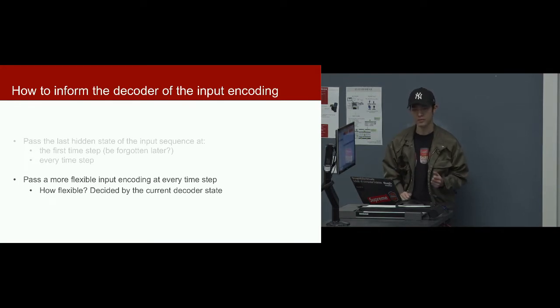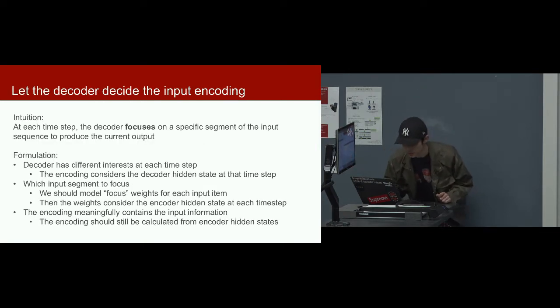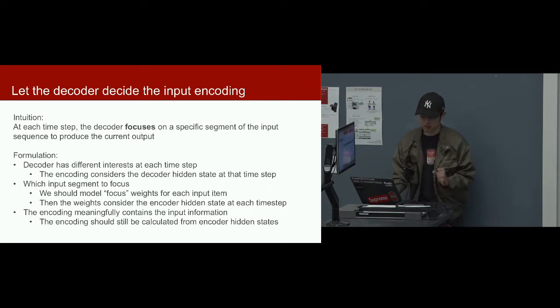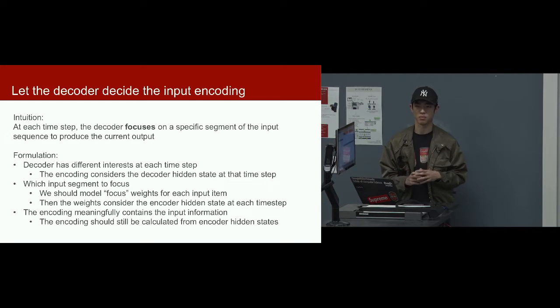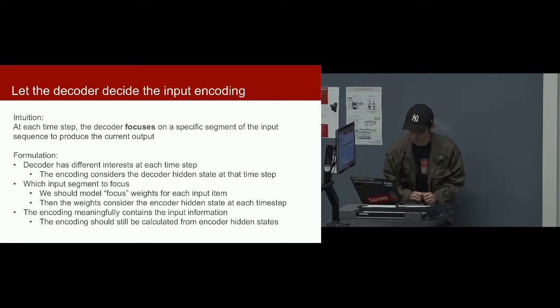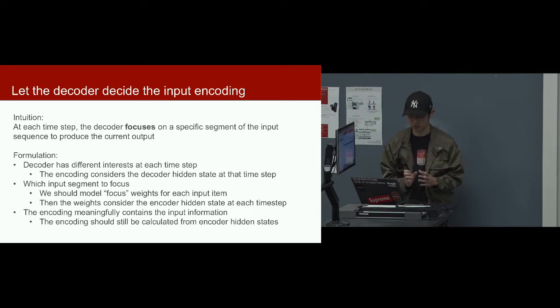So how about we just let the decoder decide what it wants to focus on, and let the decoder decide how to encode the input? Let's take this intuition and see how we should build such a model, or such a computational process, to satisfy it. Say at each time step, we want the decoder to focus on a specific segment of the input sequence to produce the current output. Okay, so let's try to formulate this.